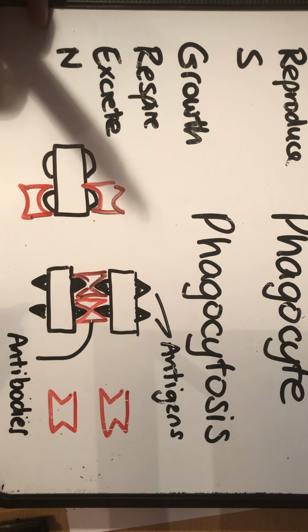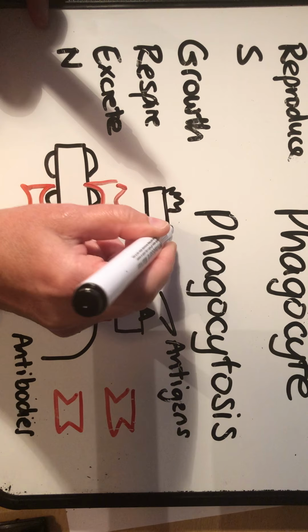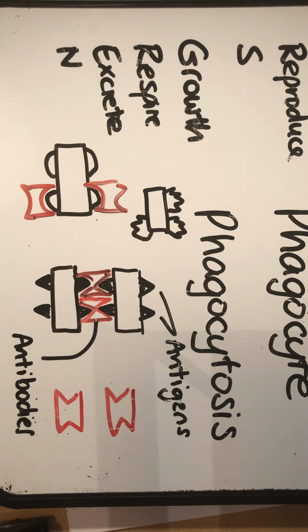Another disease might have something completely different. And so you can see it has to have a completely different antibody.